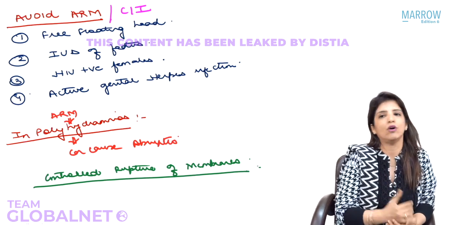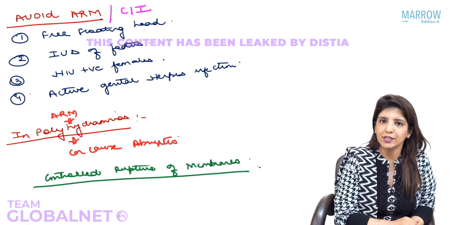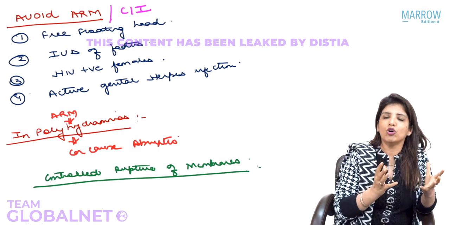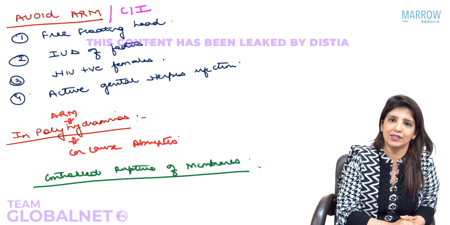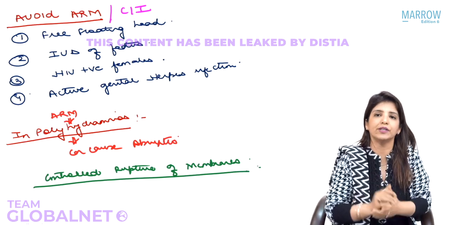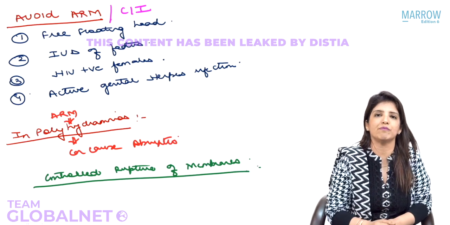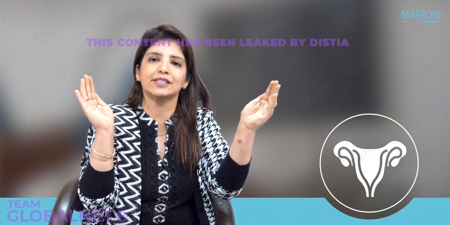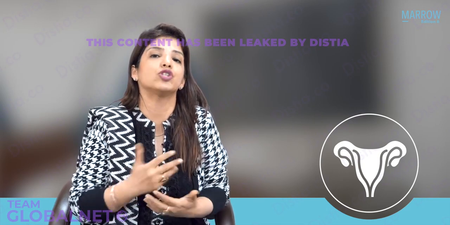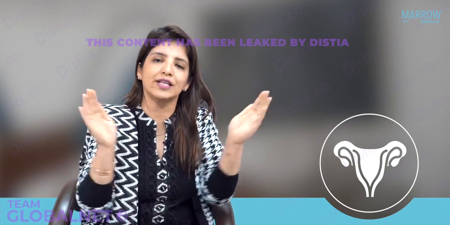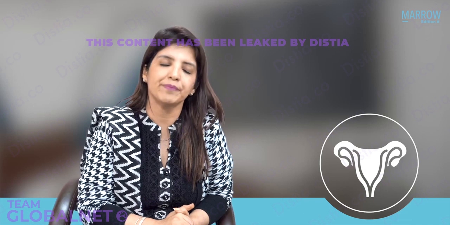Then what do you do? Obviously, you are going to put a Foley's catheter. Now, if the bladder was overdistended, and the moment you put the Foley's catheter, the urine comes out suddenly, and because the urine comes out suddenly, the bladder gets compressed, and that leads to hematuria, right? Because of the sudden decompression, right?